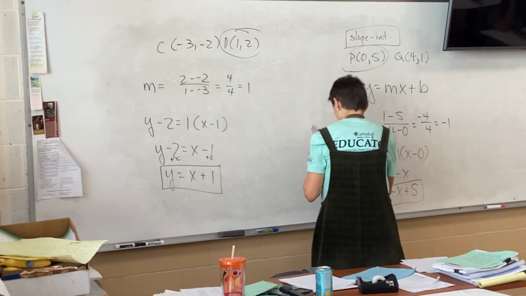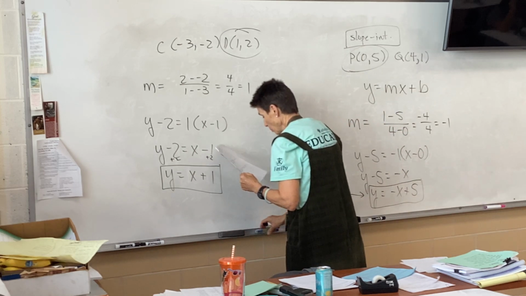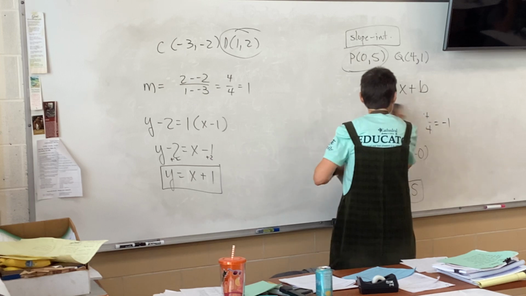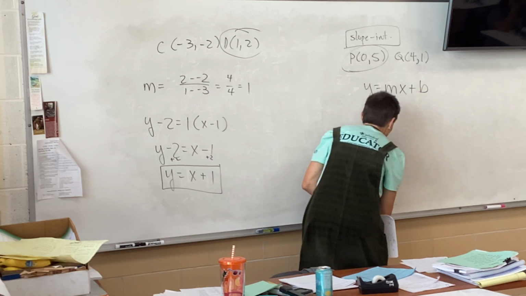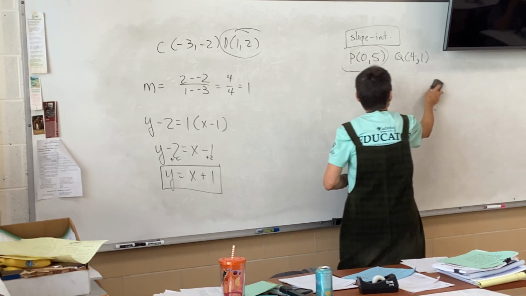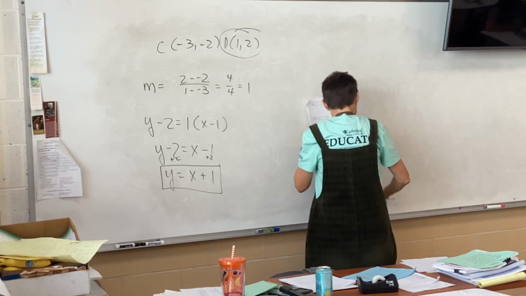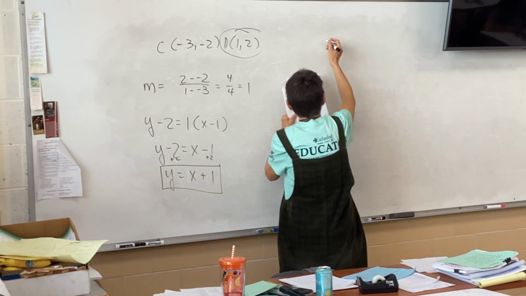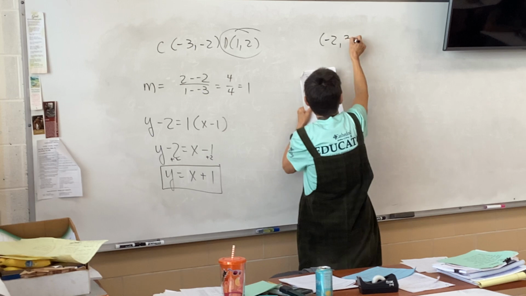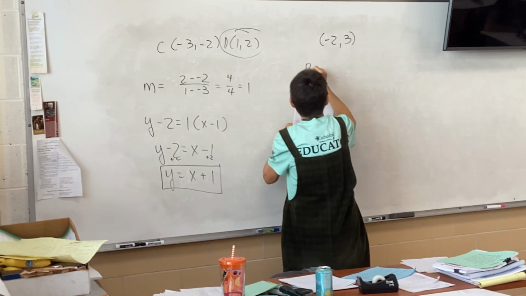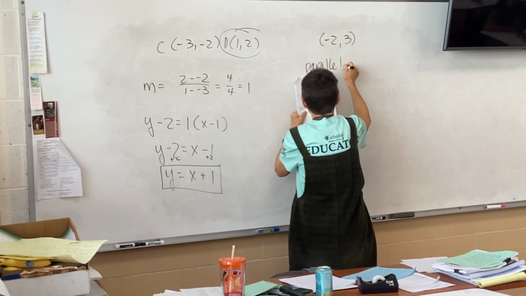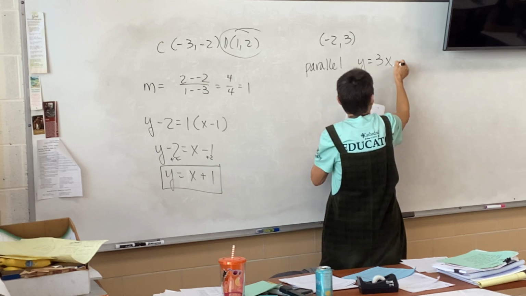Number 5. We're still writing the equation of the line. Notice it doesn't tell you how to leave your answer, so that means it's up to you. You can leave it however you're comfortable leaving it. But it has to contain the point -2, 3, and it has to be parallel to this line.